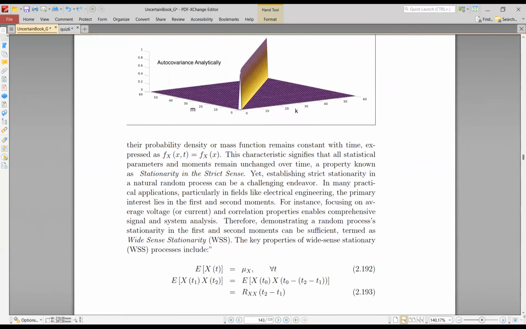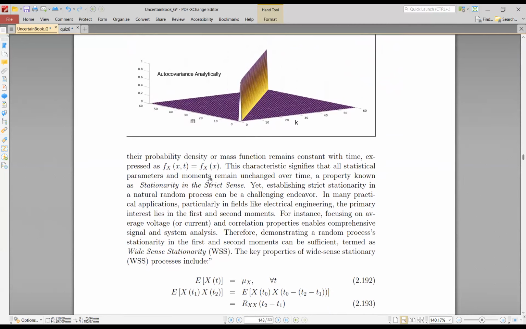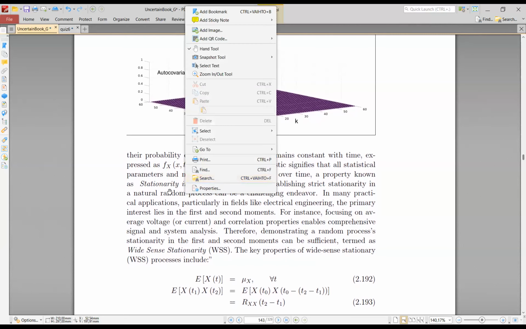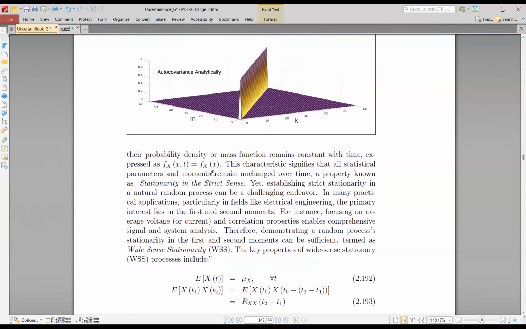Stationarity in the strict sense means that the mean, variance, correlation, and every moment is not a function of time. Why? Because the probability density function of the random process x, which should be a function of x and t, has no t in it. If it is not a function of t, it means that this random process is stationary in the strict sense.